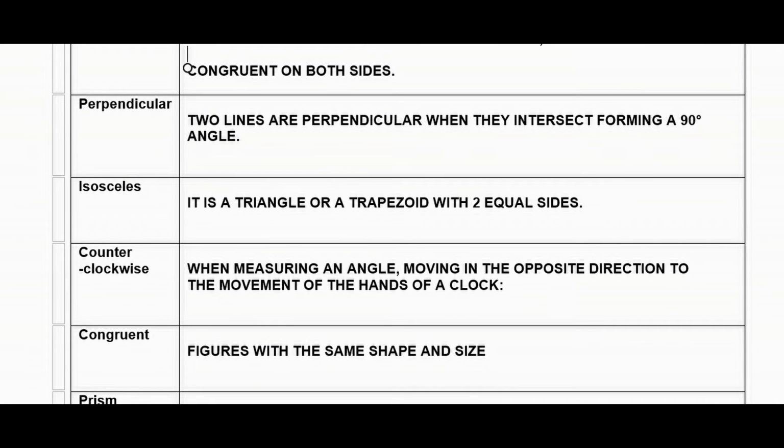Perpendicular. Two lines are perpendicular when they intersect, forming a 90-degree angle. Isosceles. It is a triangle or a trapezoid with two equal sides. Trapezoids can also be isosceles trapezoids.